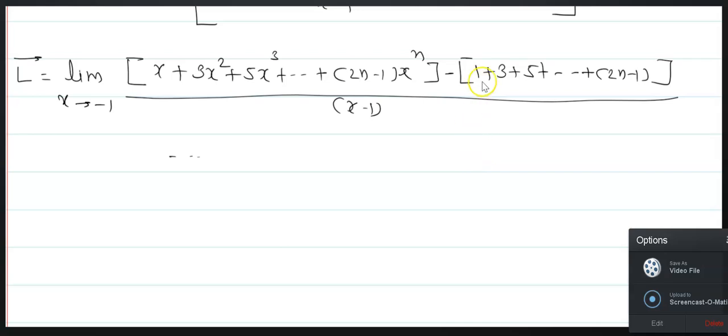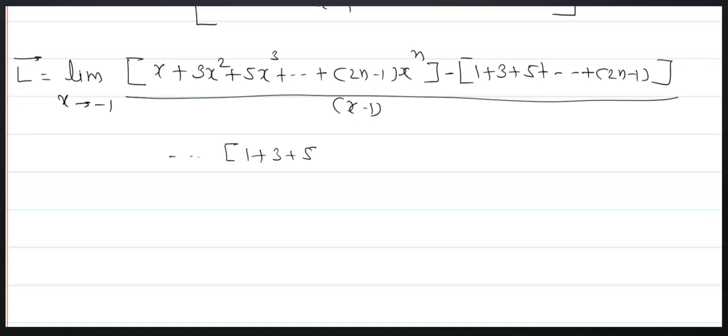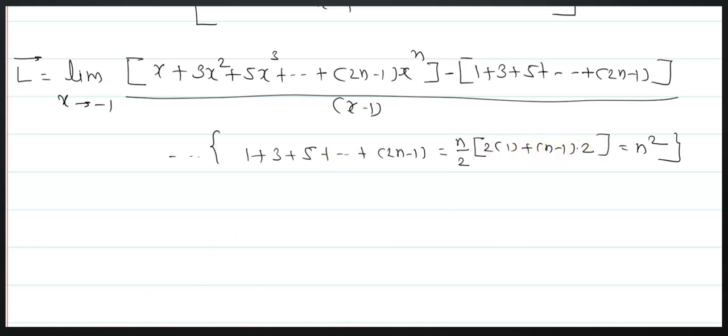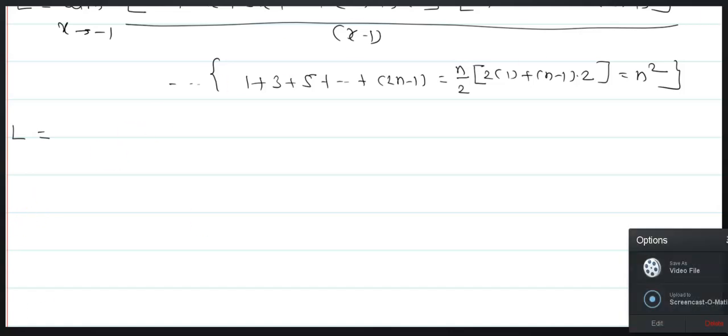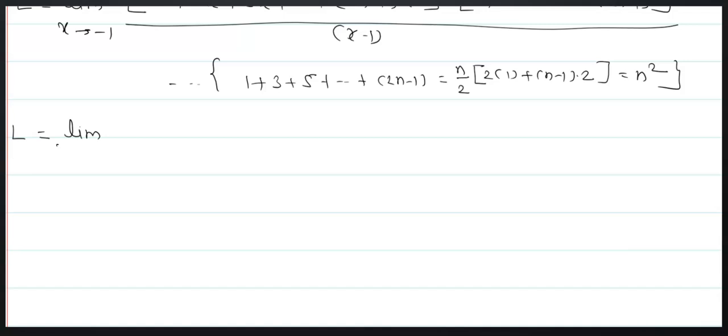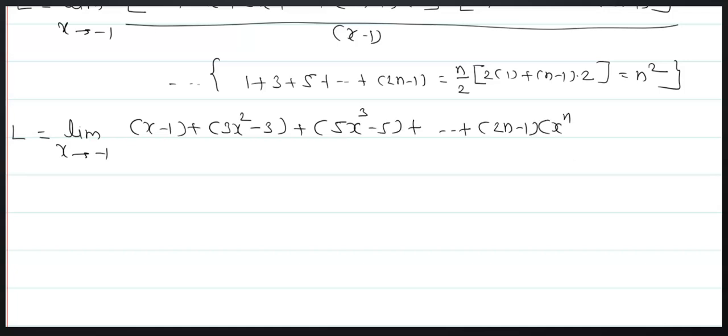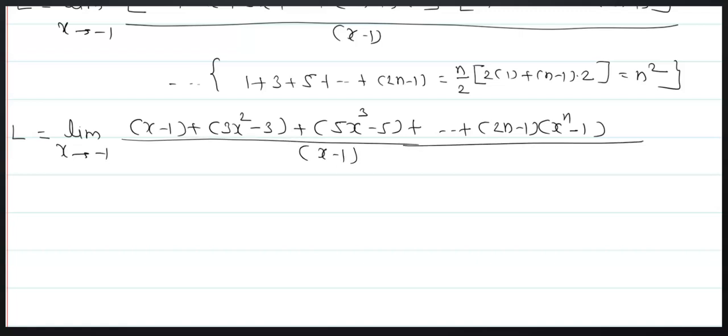Now the value of that n square is 1 plus 3 plus 5 plus dash dash plus 2n minus 1, and the summation of this is in AP and is nothing but n square. Therefore, it is written in this manner: n upon 2 in bracket 2a, that is 2 into 1 plus n minus 1 into 2, which is equal to n square. Therefore, limit x tends to minus 1, x minus 1, 3x square minus 3, plus 5x cube minus 5, plus dash dash plus 2n minus 1 x raised to n minus 1, upon x minus 1.